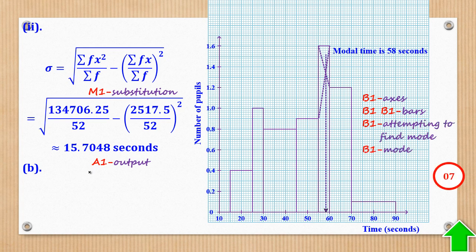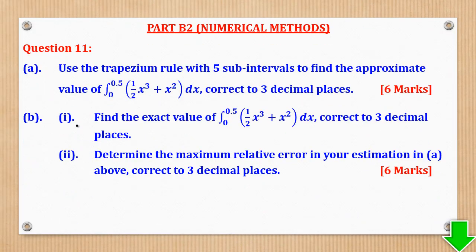And that's what they wanted. So that was part B1. Now we shall go to part B2, which is numerical methods.